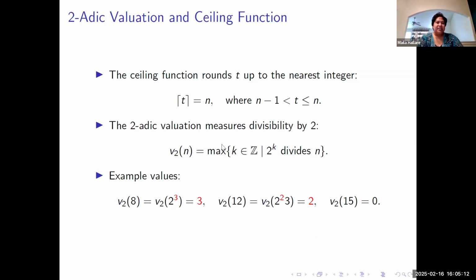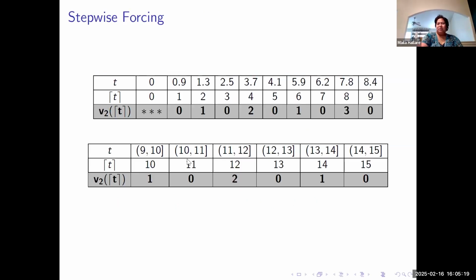Having known that, we have the ceiling function and then the 2-Adic valuation. Let me do a little bit more examples. In this table, we have our t's on the first row, then we see the ceiling on the second row, and then we see the 2-Adic valuation of the ceiling of t. And so we have these numbers. By the way, the 2-Adic valuation of 0 is defined to be infinity.